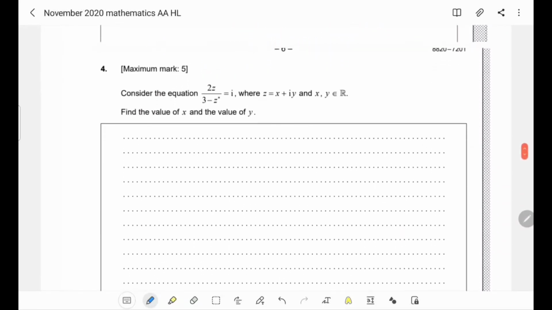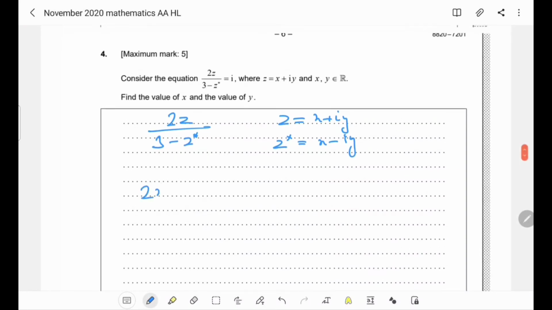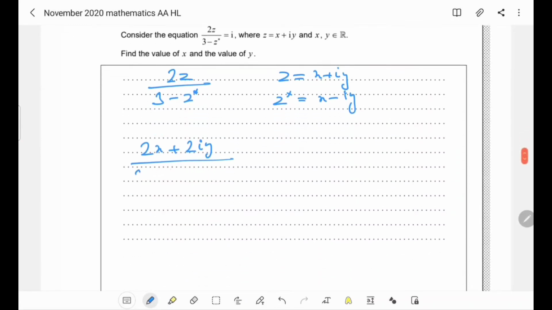Now the next question. Consider the equation 2z over 3 minus z conjugate equals iota, where z is x plus iota y and where x and y are real numbers. Find the value of x and y. So we know that z is x plus iota y, z conjugate is x minus iota y. So I'm just substituting the values of z: 2 times x plus iota y over 3 minus x minus iota y equals iota. It is given in the equation.